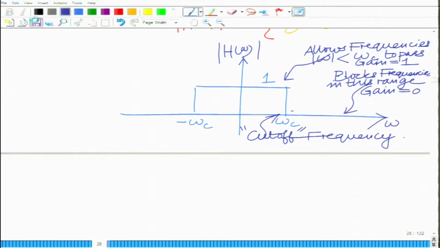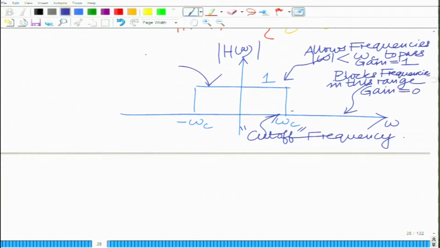For a low pass filter, all frequencies of the input signal greater than this cutoff frequency omega c are basically cut off, or blocked. This characterizes the ideal filter. The ideal filter has a very sharp cutoff frequency. You can see for omega less than omega c you have a gain of unity, and for omega greater than omega c you have a gain of 0.